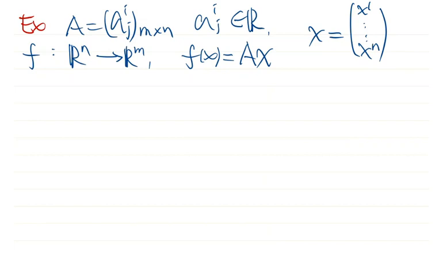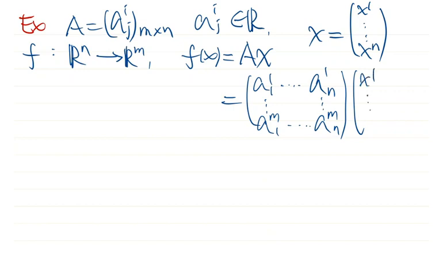So Ax, what's Ax? Ax is the matrix with entries a11 through amn, multiplied by the column vector x1, ..., xn. This is our function f, a function from Rn to Rm. We said that this is continuous. How to prove this result? Of course, we can only use the definition.